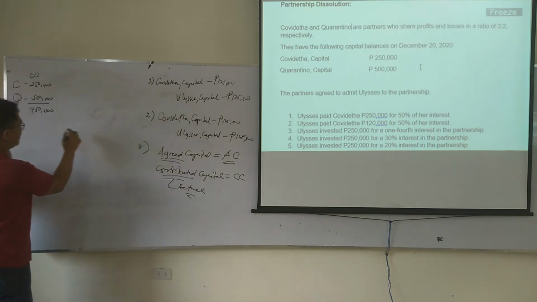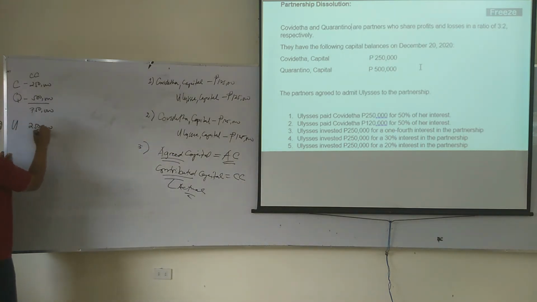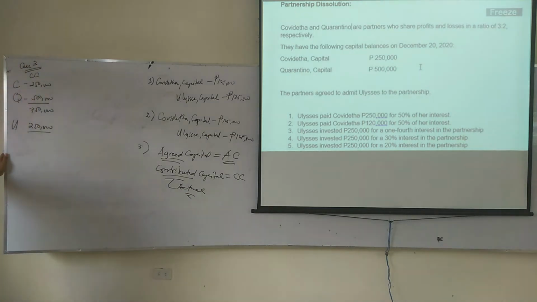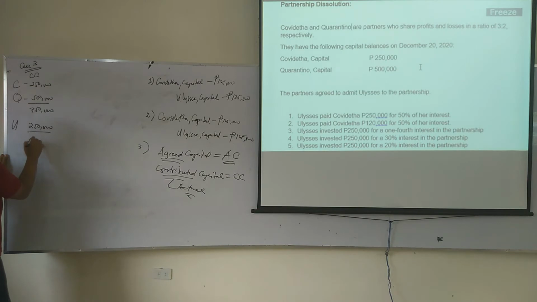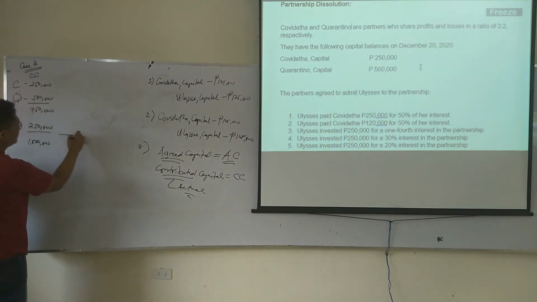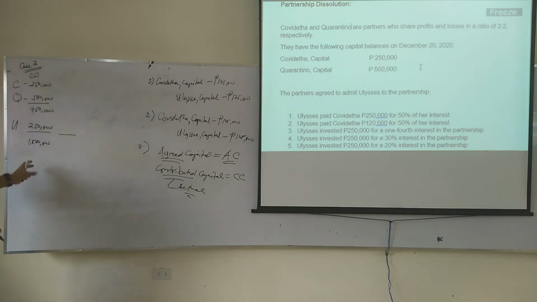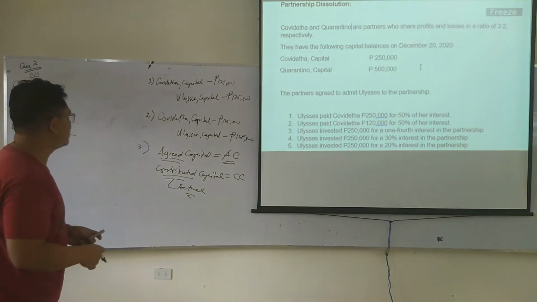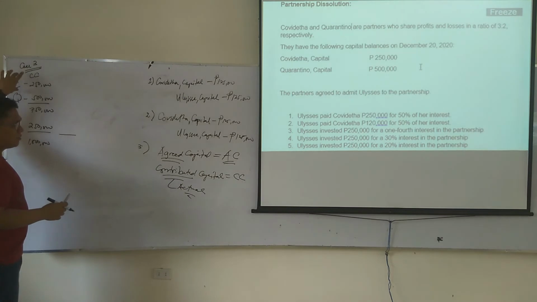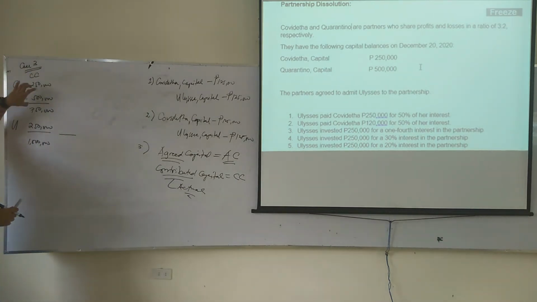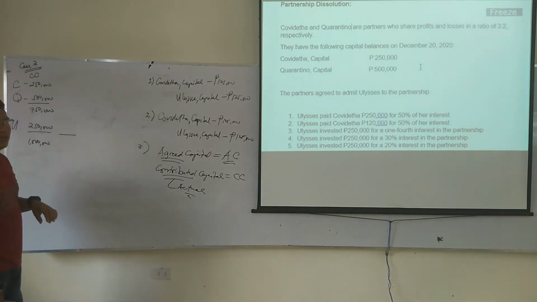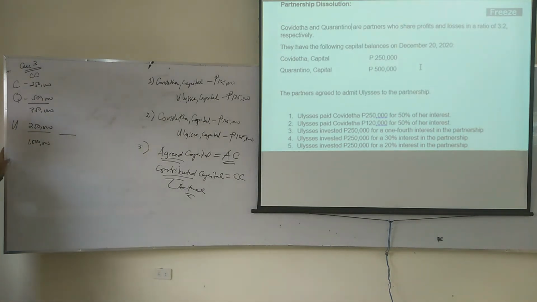Ulysses, joining the partnership, contributed 250,000. This is case number 3. So the total is 1 million. First column is the contributed capital. So Cobilita contributed 250, Quarantino contributed 500. Before the admission of Ulysses, they have 750. After the admission of Ulysses, the partnership now has 1 million total assets because of the 250 investment.